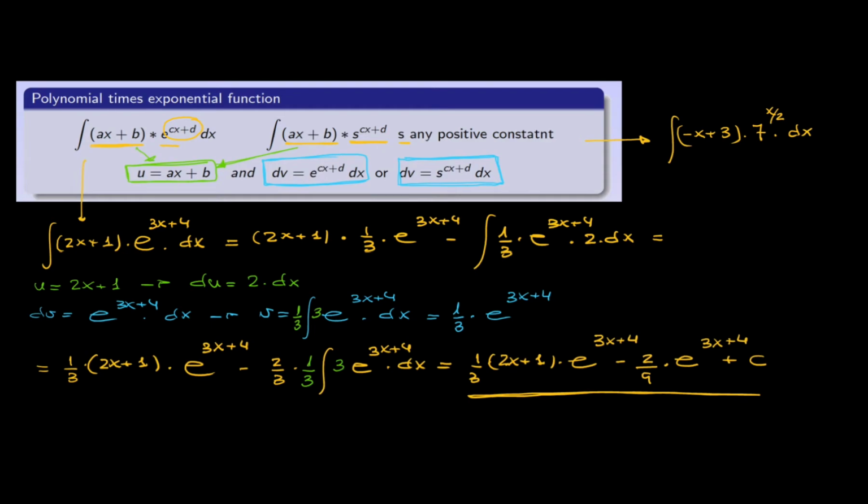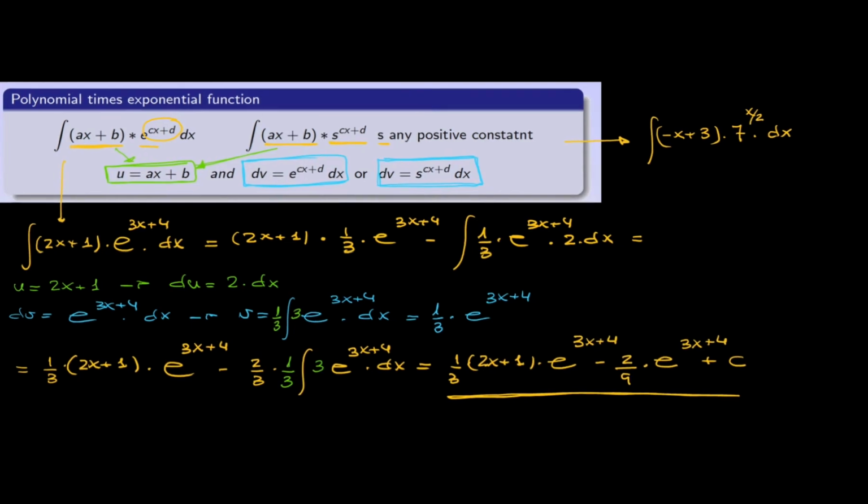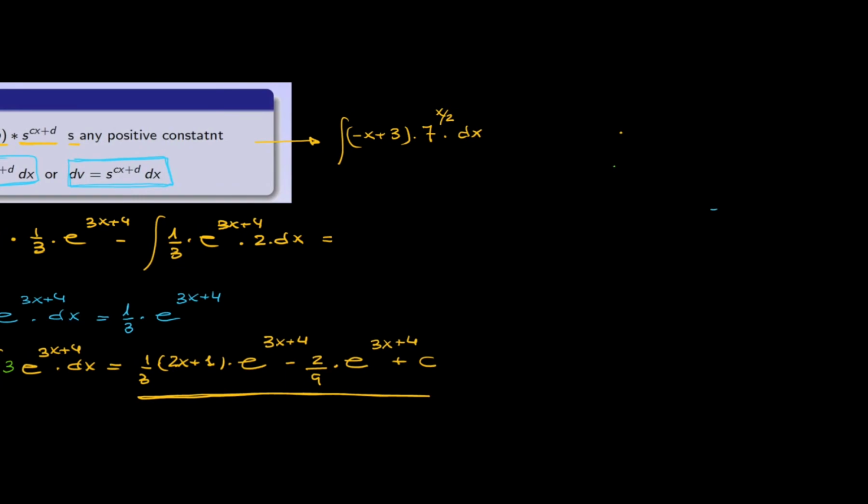Let's see now the example for the general case. Now u is going to be minus x plus 3. I derive, and it's du equals minus 1 times dx. And dv is going to be 7 raised to the power of x halves times dx.